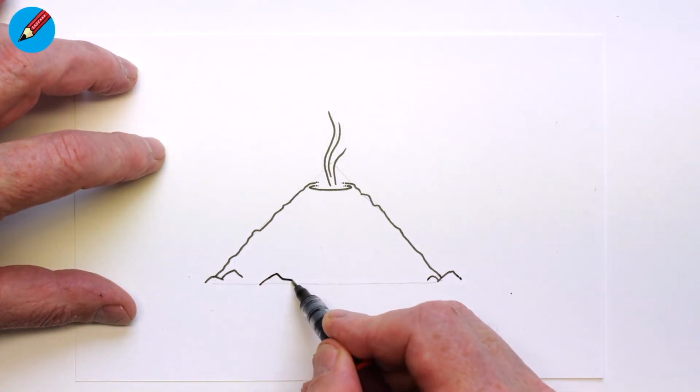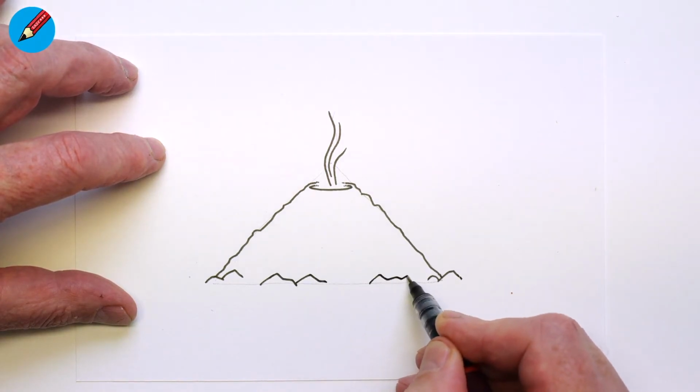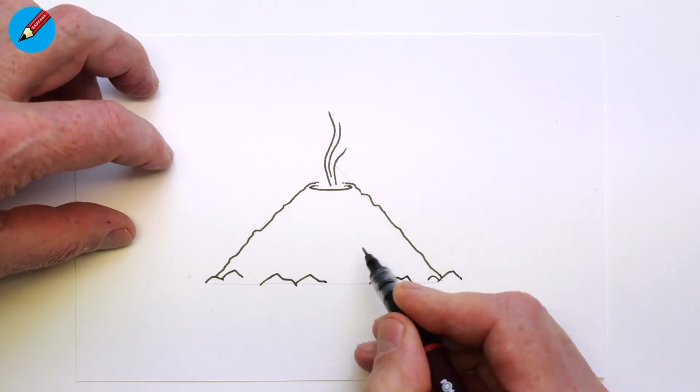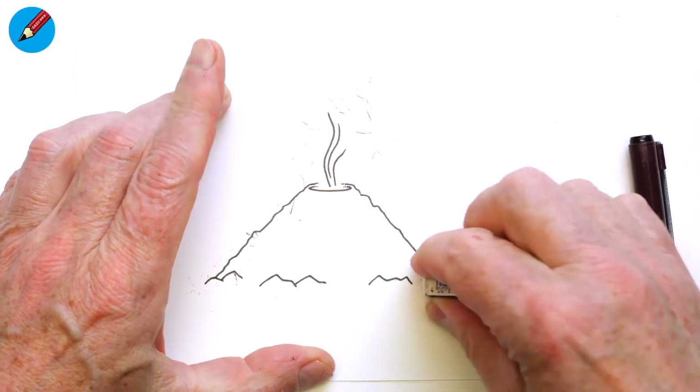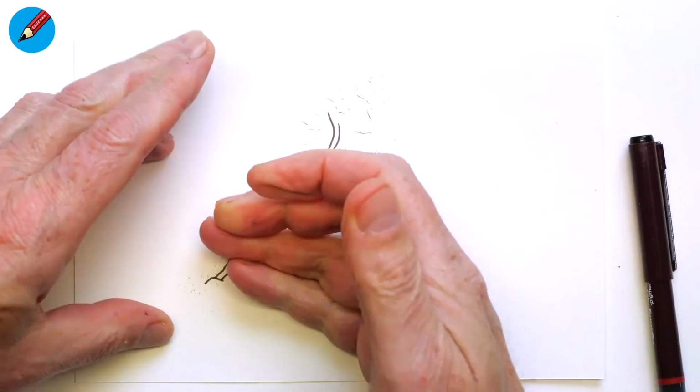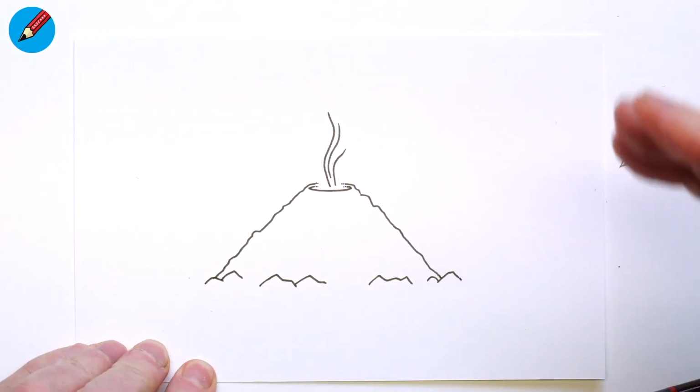And so let's put some rocks down at the bottom here. So these are just wiggly rock kind of shapes. And then if you're absolutely sure the ink is dry, you can erase the pencil lines then. You see how easily they erase if you don't press too hard.